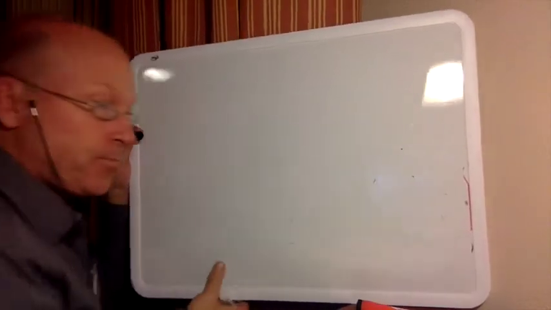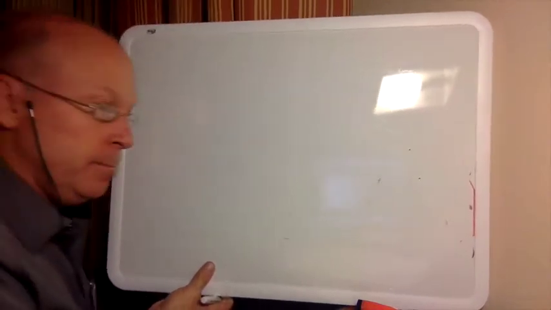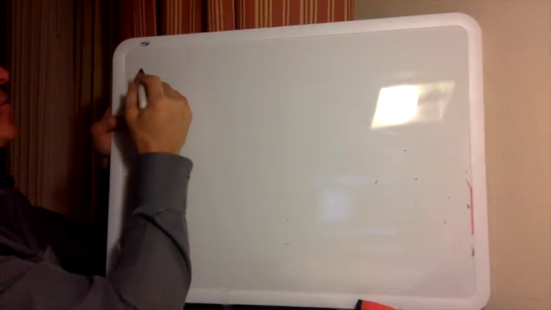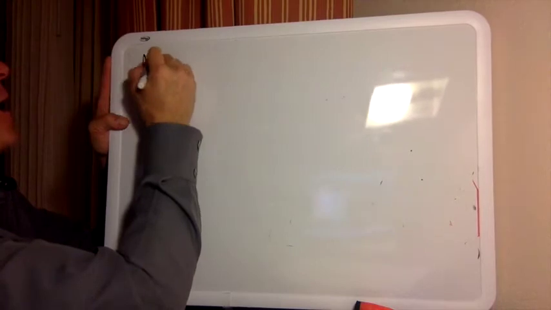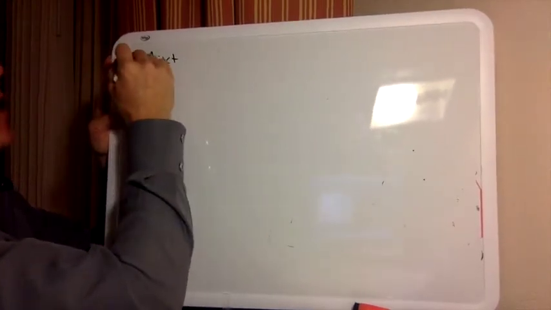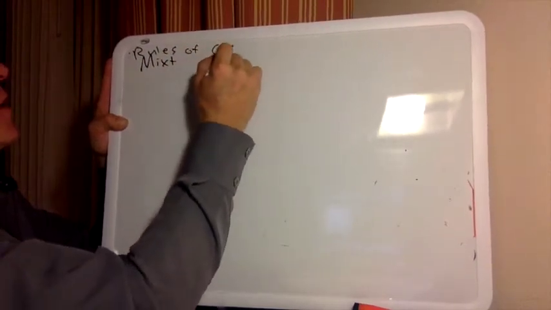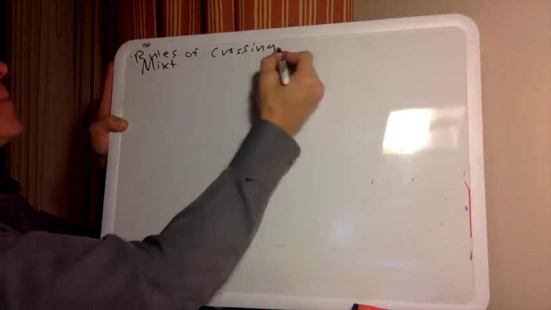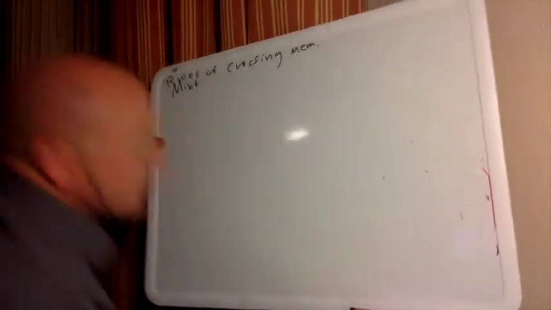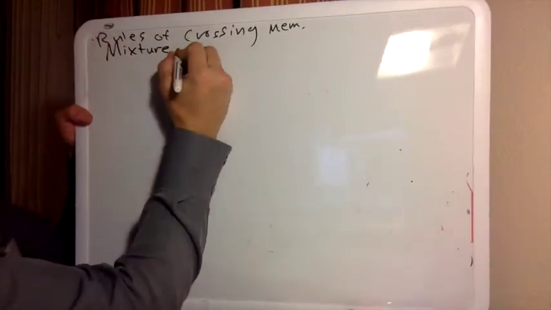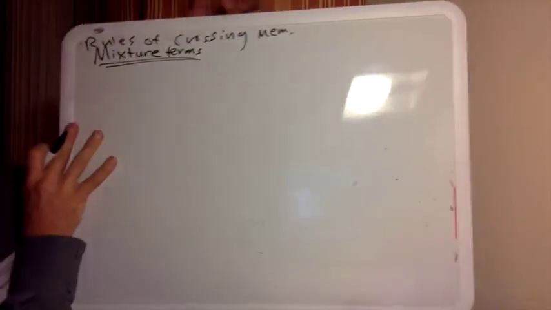All right, so let's take a look at this. So there's some processes that kind of govern the way that things work. We have to go back to some background. It's kind of the rules of crossing the membrane. So the first thing we want to do is refresh ourselves with mixture terms. We've done this before. I already did this with water, but I want to do it again.